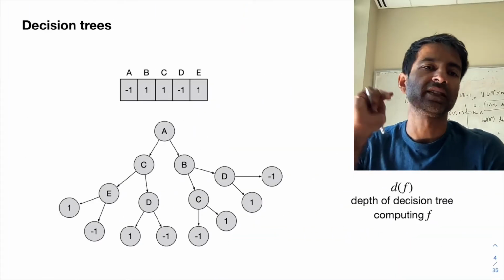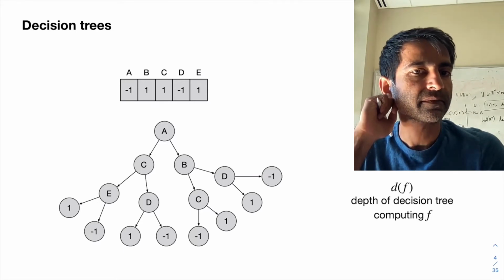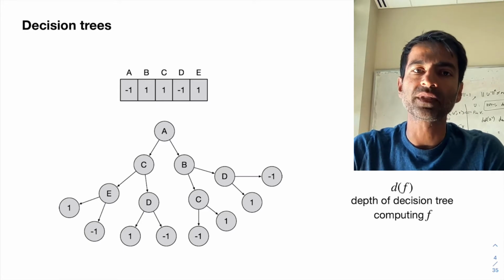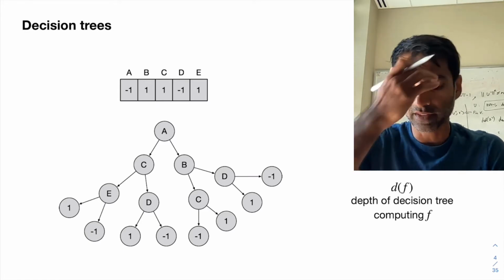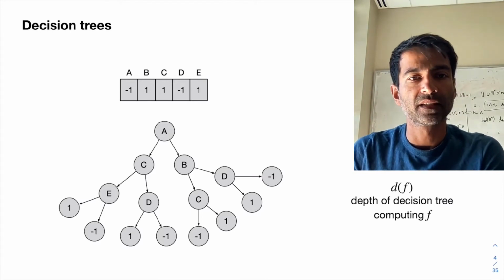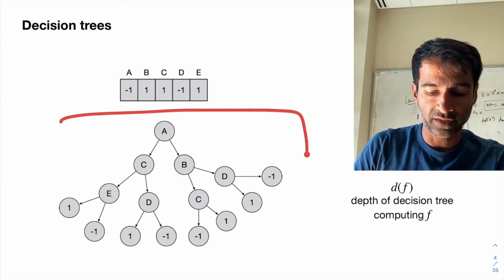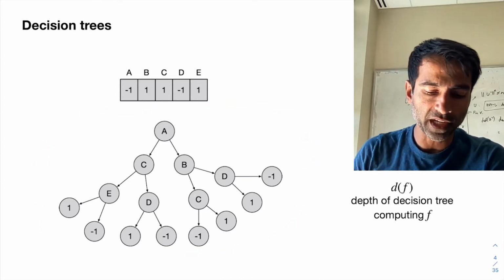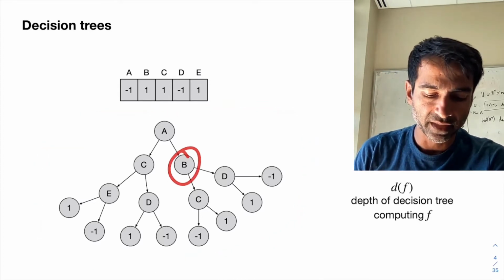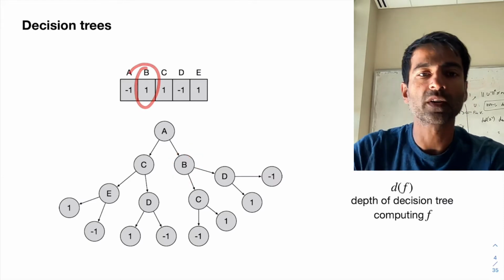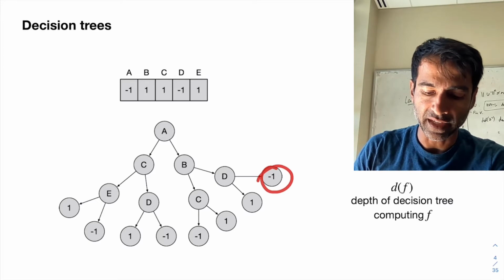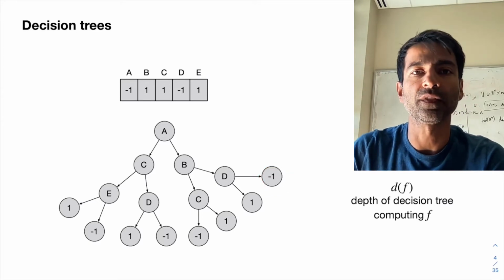Okay, let's start with the decision trees. So a decision tree is a particular way to compute a Boolean function. Here's an example of a decision tree. It's this picture here. It's a tree where every internal vertex is associated with one of the coordinates in the input to the function, and every leaf has a potential output of the function.